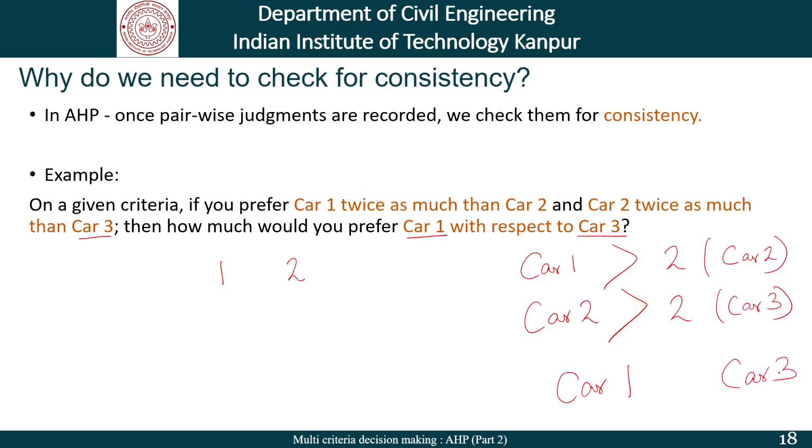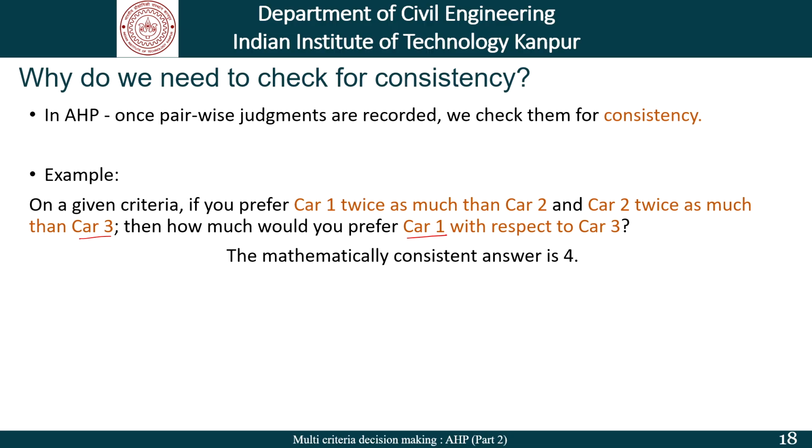Mathematically, the answer should be 2 multiplied by 2, that is 4, because we are saying that in comparison to 2, 1 is better by 2, and in comparison to 3, 2 is better by 2. Now, if we use the transitivity rule, car 1 should have a preference of 4 over car 3. This is the mathematical way of understanding this. So, the mathematically consistent answer is 4.